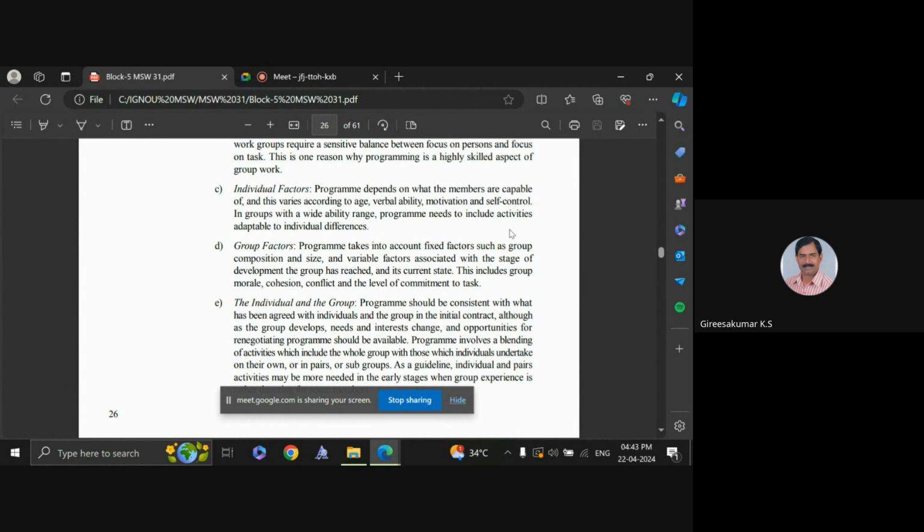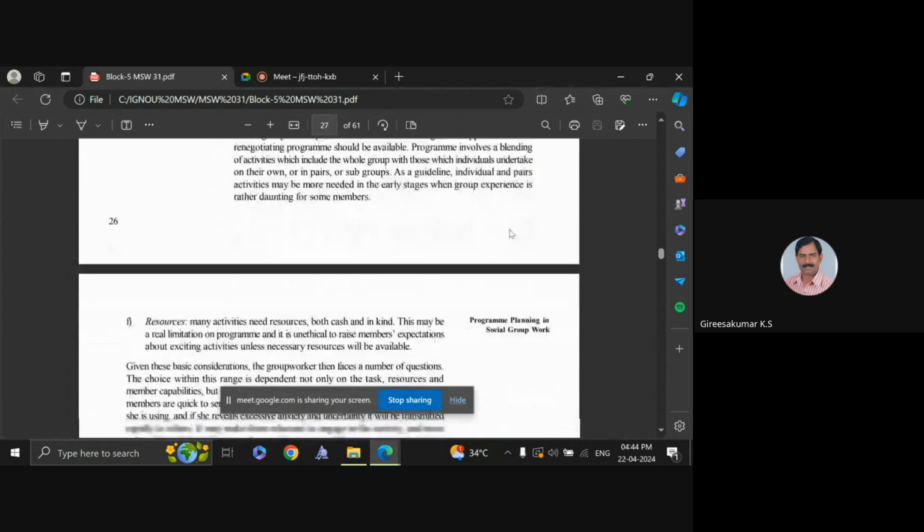That is what is considered with what has been agreed with individuals and the group, the initial contract. Although the group develops, needs and interests change. When they come for the first time, in a small group, they may have some decisions, and later on it may change. Once it starts, there may be change. Now that is individual and the group.